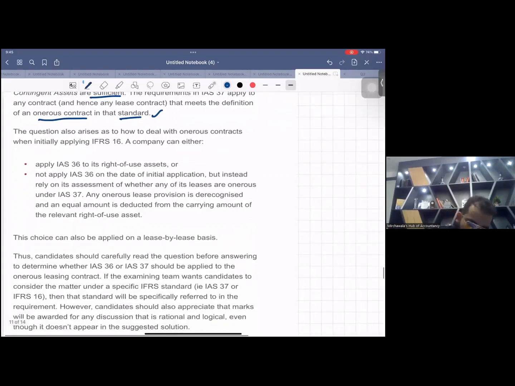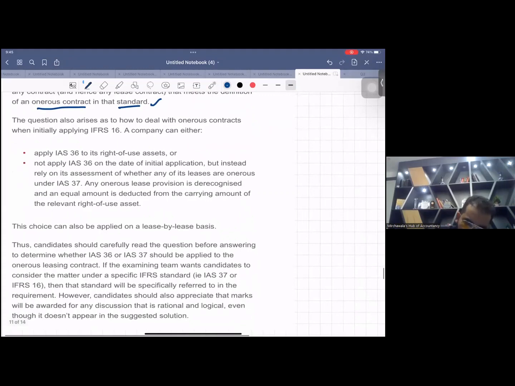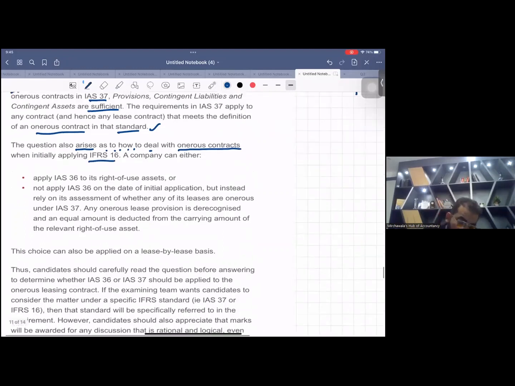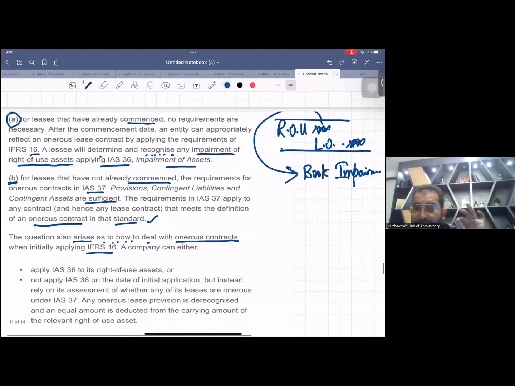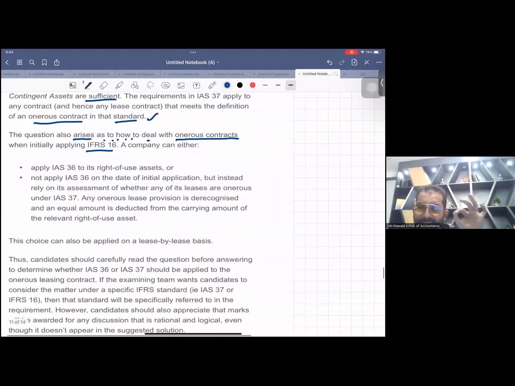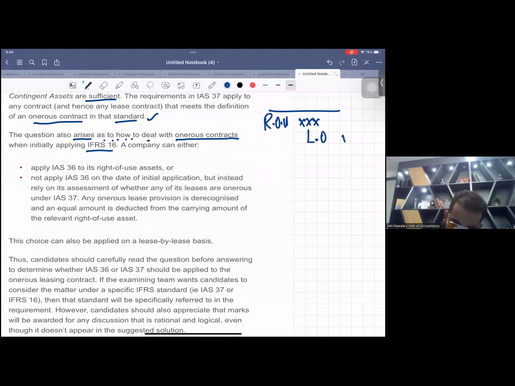The question also arises as to how to deal with onerous contracts when initially applying IFRS 16. Now I am discussing this part A. In part A, again you have two options. Let us say the lease has already commenced, and you have made the entry ROU debit and lease obligation credit.